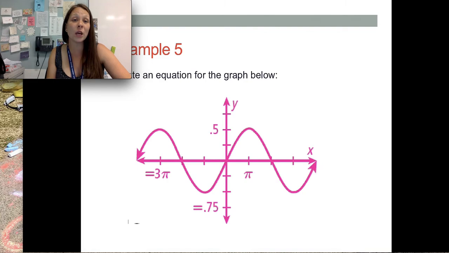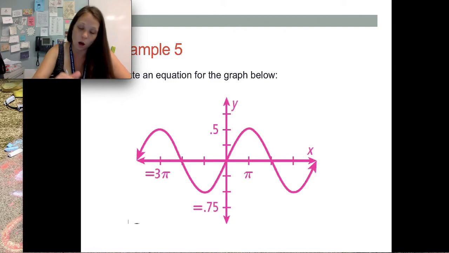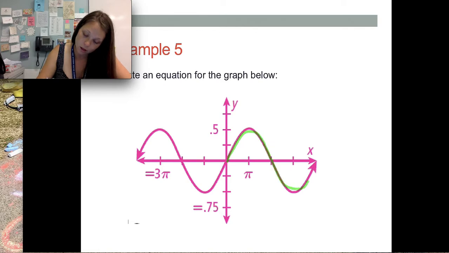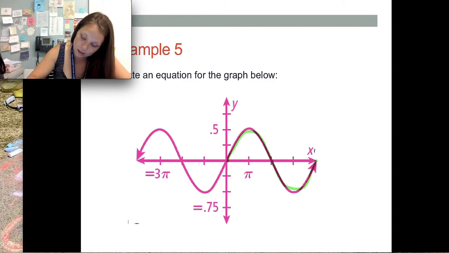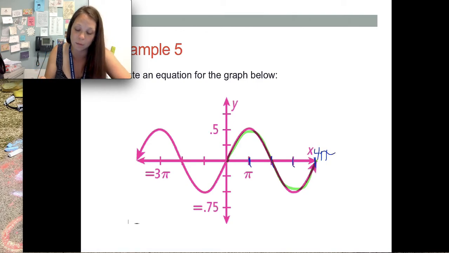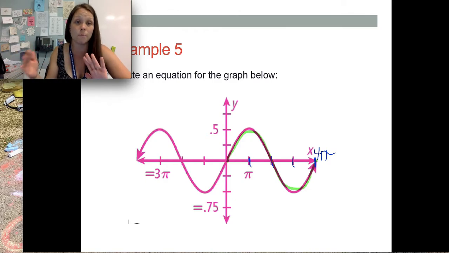All right, pause the video and give example 5 a try on your own, and then press play to see the answer. Creating the equation for the graph below, if I were to go through and highlight one cycle of this, you will notice that it starts at 0, 0, and then it's going up until 4 pi. This is 4 pi, because pi is 1 tick mark, and we have a total of 4 tick marks happening here. So I know that 1, this is going to be sine, because it's going through the origin, and 2, the length of the period is 4 pi.